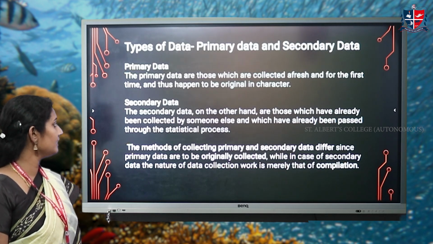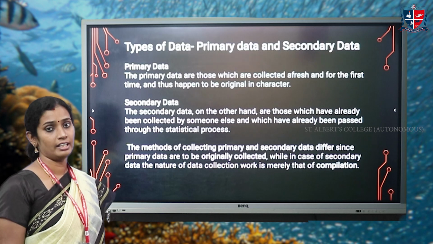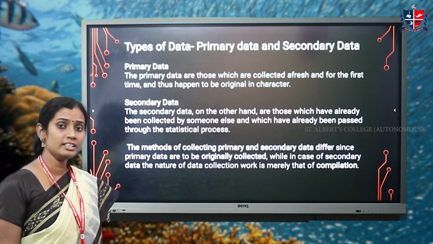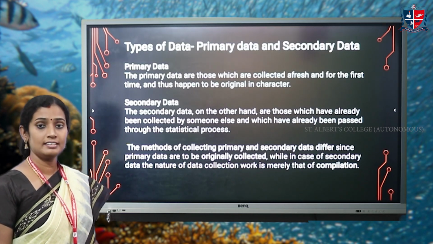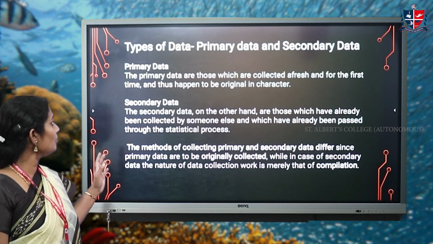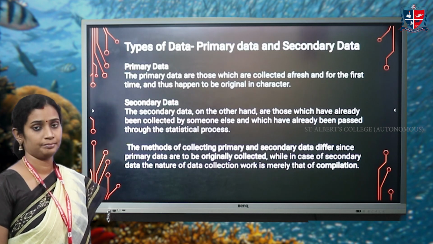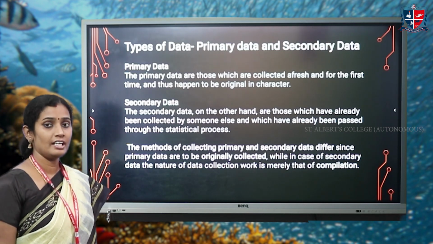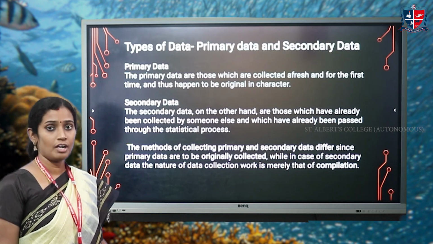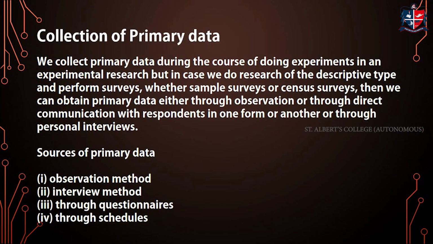Secondary data, on the other hand, is already collected by someone else and it has passed through all the statistical processes. It is in the finished form. The reliability of the primary data is higher than that of secondary data because secondary data is not collected for our purpose, it is already collected by someone else.